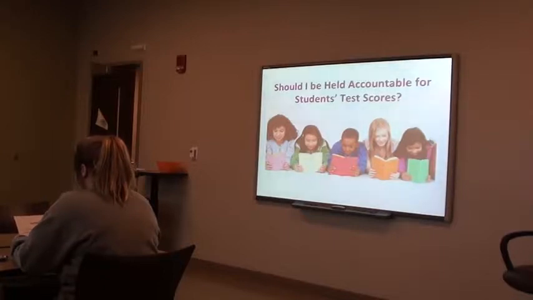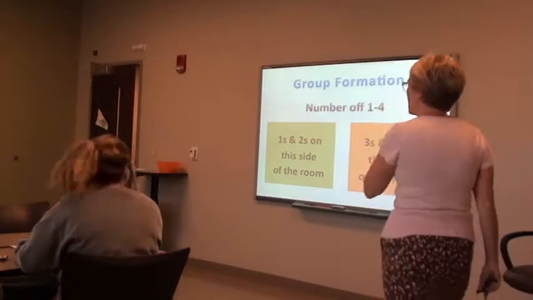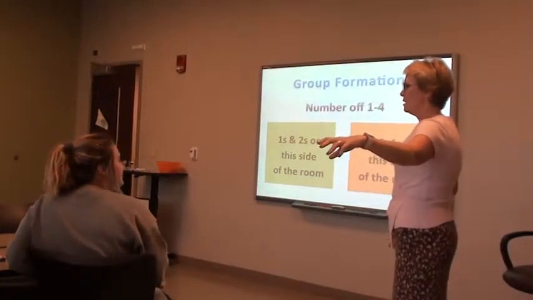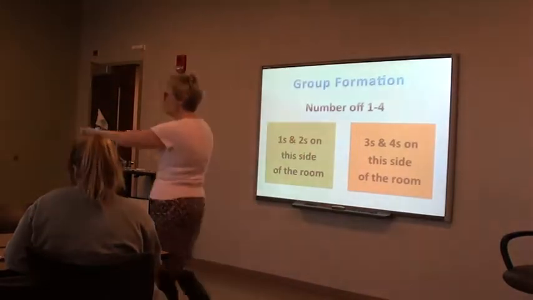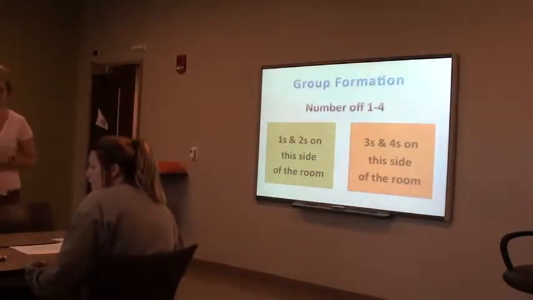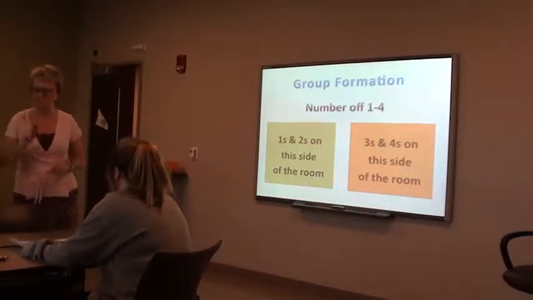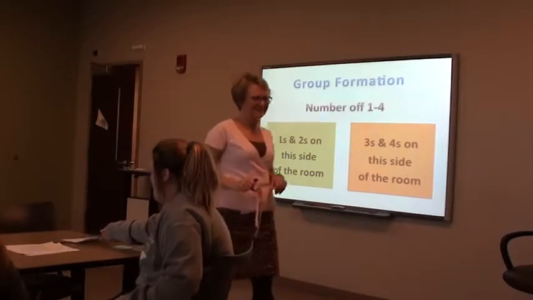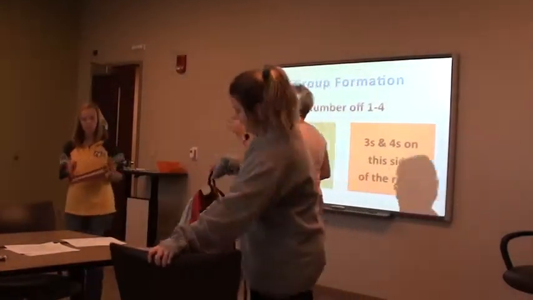Okay, so should I be held accountable for students' test scores? Ones and twos are going to be on that side of the room. So if you're a 1 or a 2, you're over here. 1's at this table, 2's at that table. 3's here and 4's over there. Yep, 1's, 2's, 3's, 4's.